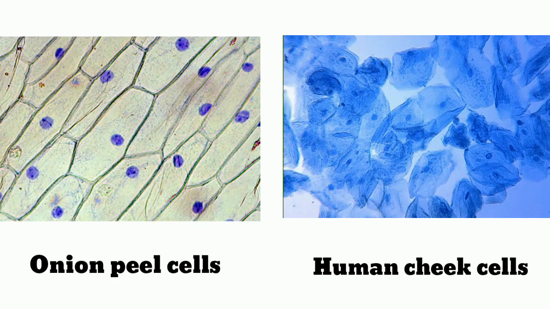Now let's take a look at a plant cell, that is onion peel cells, and an animal cell, that is human cheek cells. We can observe certain similarities between these two types of cells. The outermost covering in onion peel cells is a cell wall, whereas the outermost covering in human cheek cells is a cell membrane. The onion peel cells also contain a cell membrane. There is a fluid-like structure enclosed within the plasma membrane in both cases, called the cytoplasm. A dotted structure is present in both cases, embedded in the cytoplasm, called the nucleus.